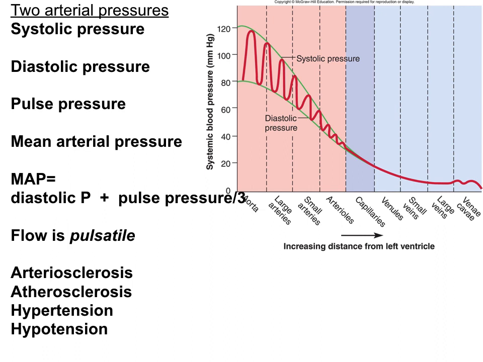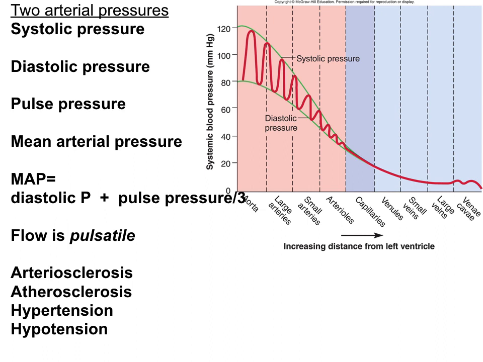Now, in a clinical setting, you might have to do some calculations with regards to arterial pressure in your patient. The first thing you're going to need to be able to calculate is your pulse pressure. Pulse pressure is calculated by taking your systolic pressure and subtracting your diastolic pressure. Now, you need to calculate pulse pressure in order to calculate what is referred to as mean arterial pressure.